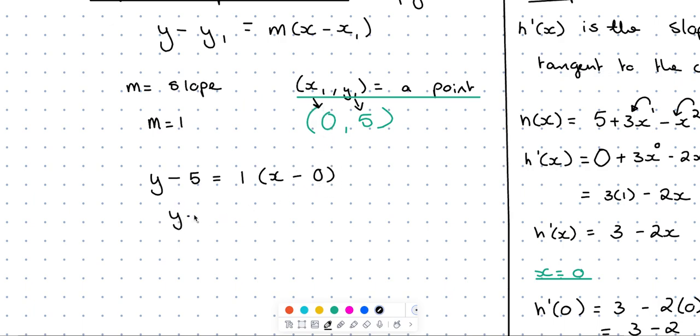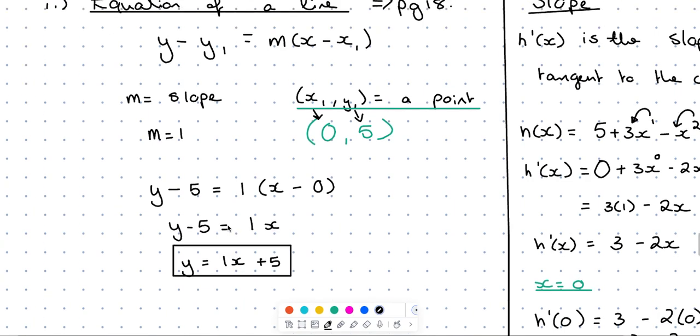Tidying this up as best we can, we get y minus 5 is equal to 1 into x take away 0, and then, sorry, I should have multiplied that out. Multiply it in. I'm going to get 1x, and 1 multiplied by 0 is 0, so I don't need to write that out. And then I'm going to have y equals 1x, add 5 to both sides, and I get y is equal to 1x plus 5. So that's the equation of the tangent there.